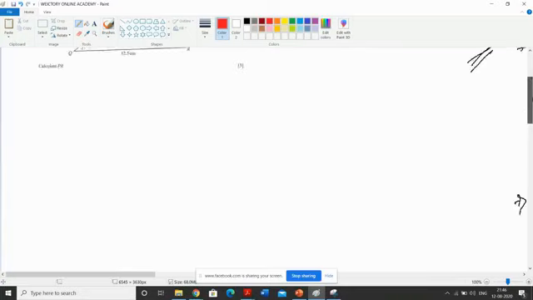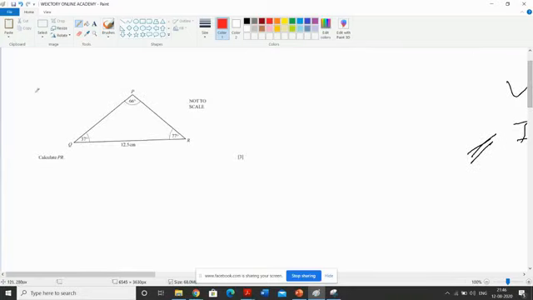So the first question, this is question number 1. What are the things given here? We'll find out what is given, and then accordingly we'll choose whether to apply sine rule or cosine rule. So it says find PR. This is PR. What is given? An angle and its opposite side are given, and this side we want to find out. So we can easily use sine rule. Okay, so let's use sine rule.